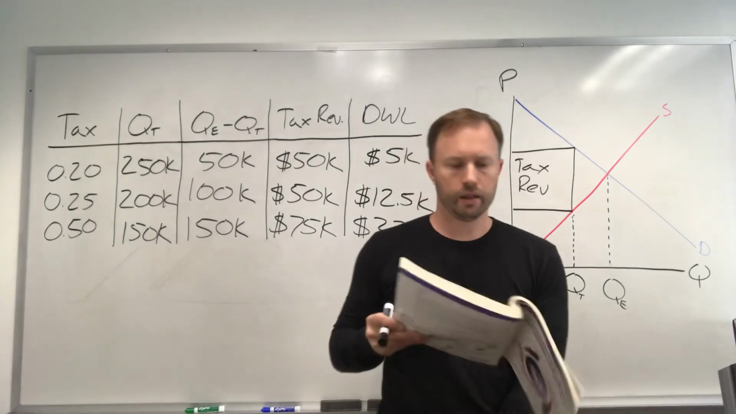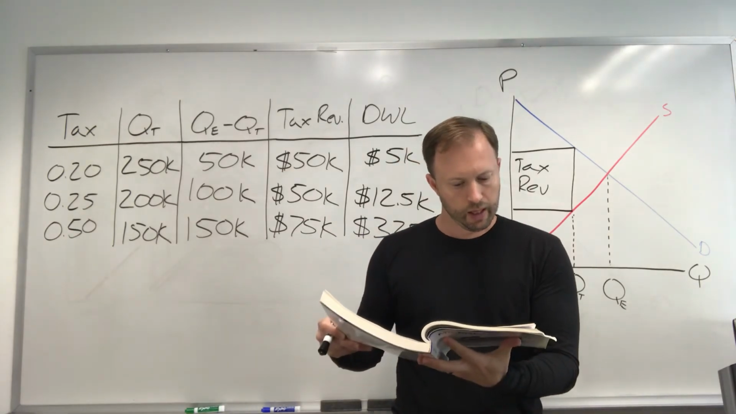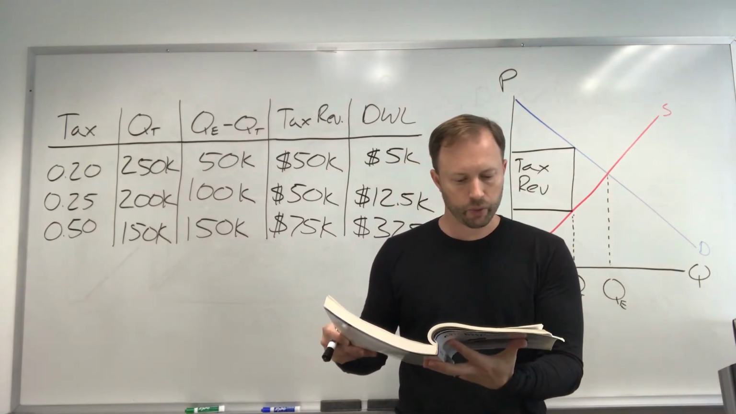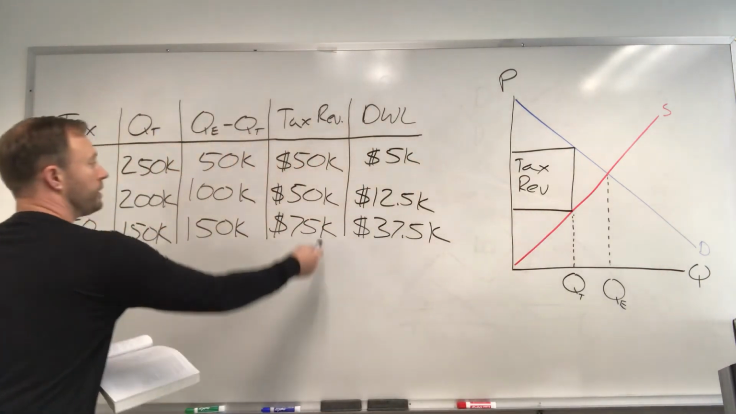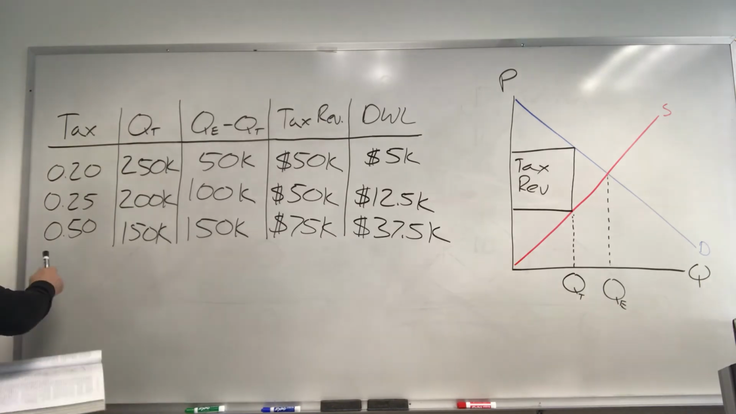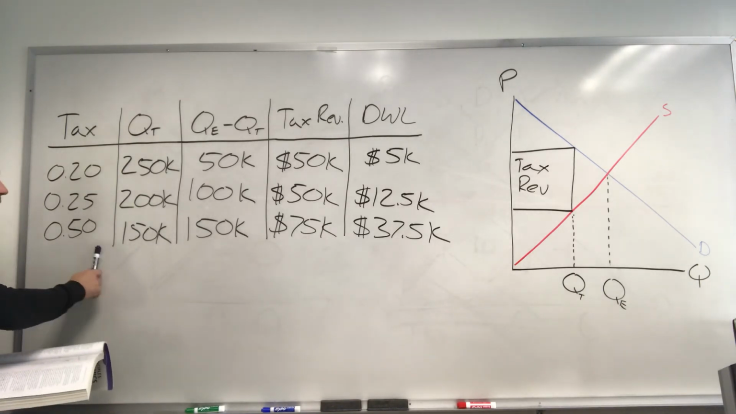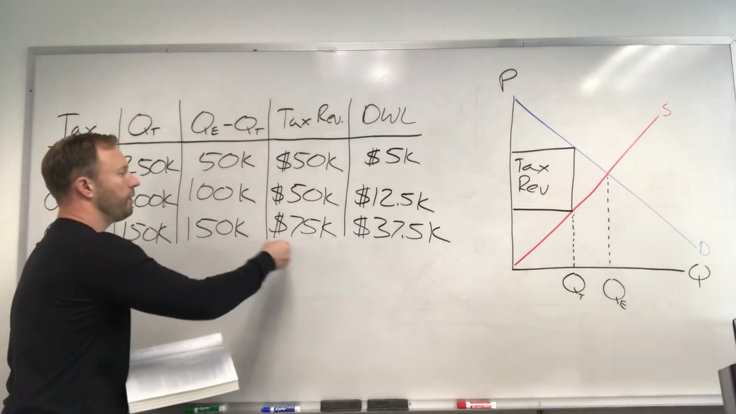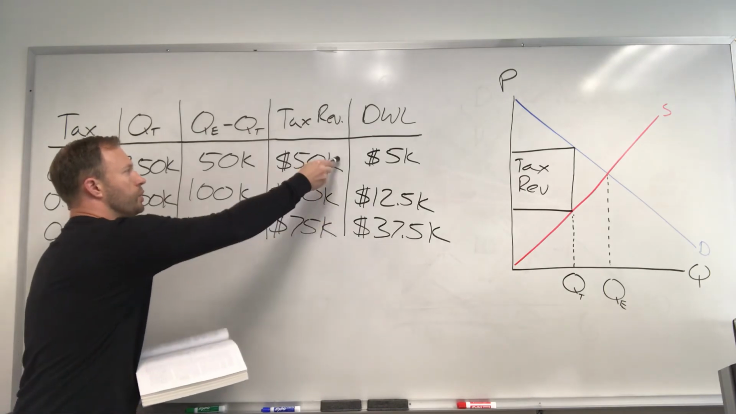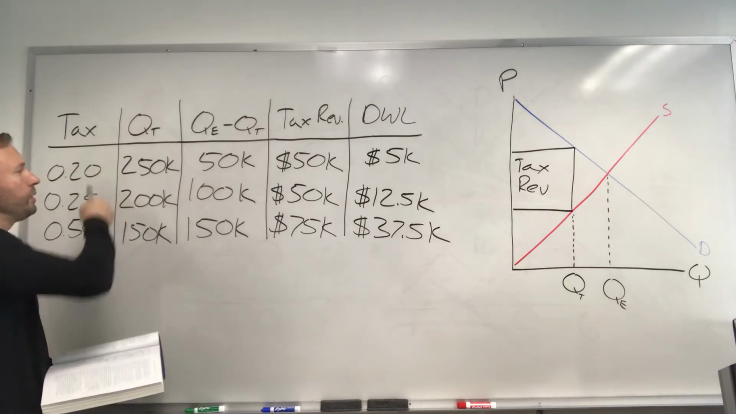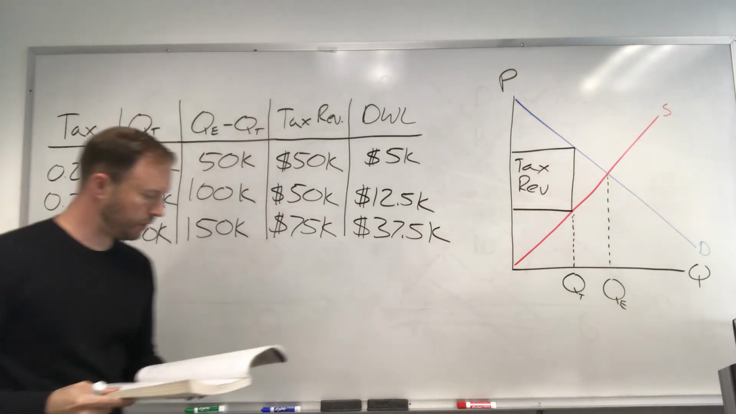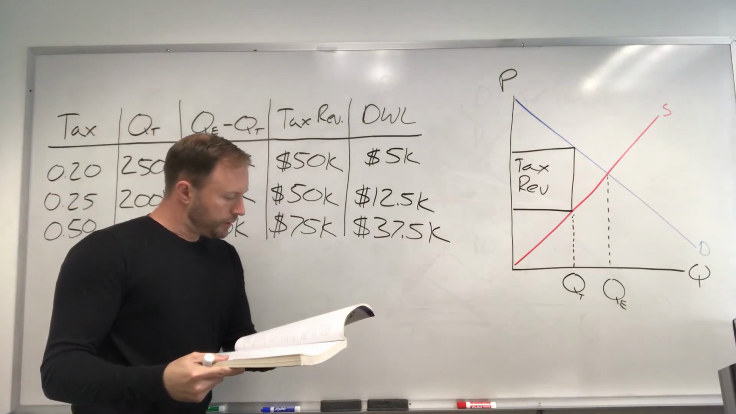Part B. If the goal of your state government is simply to raise the most tax revenue, which tax is preferable? Well, it's going to be the 50-cent per unit tax, because the 50-cent per unit tax generates $75,000 in tax revenue, which is more than the $50,000 in tax revenue that the other two taxes at 20 and 25 cents would get you. Part C.